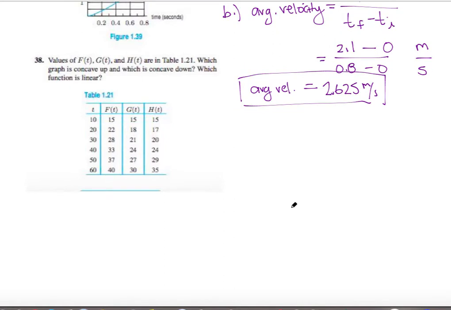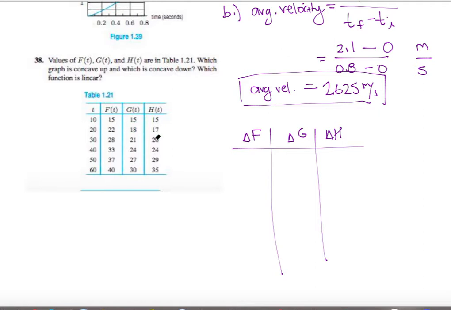So I'm given different values of functions f, g, and h, and I want to determine which are concave up, which are concave down, or which might be linear. So first I'm going to notice that I have equal time steps. I have 10 seconds per interval. So I'm going to look at differences for each interval. So I'll do delta f, delta g, and delta h. I'm just going to look at how these change over time.